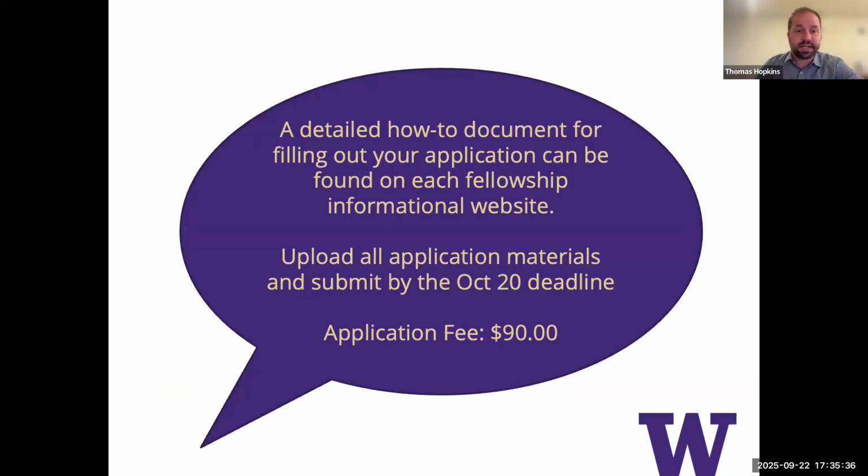We also have a detailed how-to document for filling out the application, which you can find on the website. Again, all application materials must be submitted by the October 20th deadline, and the application fee is $90. It's just a one-time application fee. You don't need to apply separately for every single fellowship. You fill out the general graduate application, and then that supplementary document is where you check which fellowships you're interested in. That's the separation of which fellowships you might be interested in.